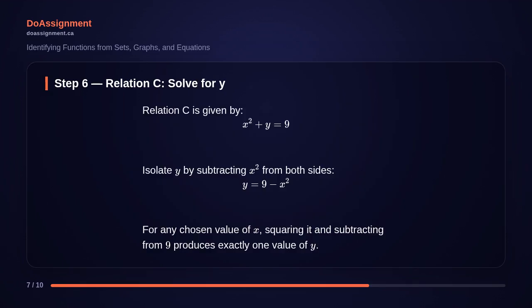Relation C is the equation x squared plus y equals 9. To determine whether y is a function of x, we first solve for y. Subtracting x squared from both sides gives y equals 9 minus x squared. For any value of x, this formula produces exactly one value of y.